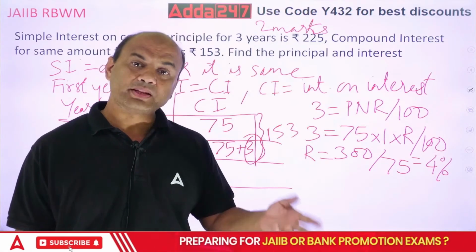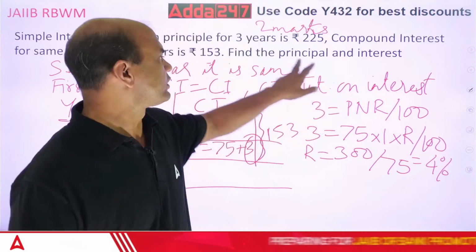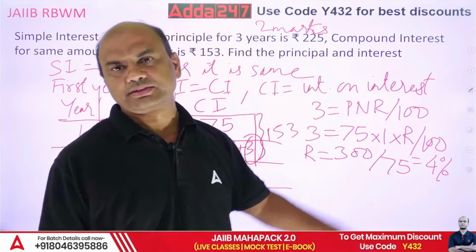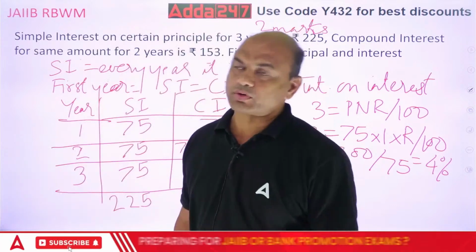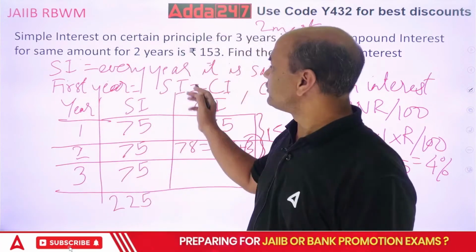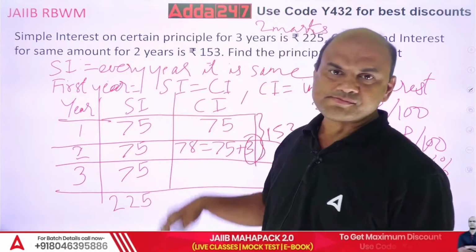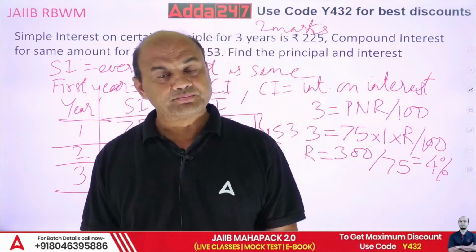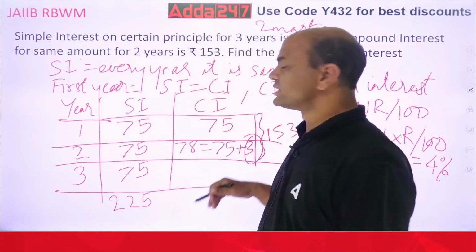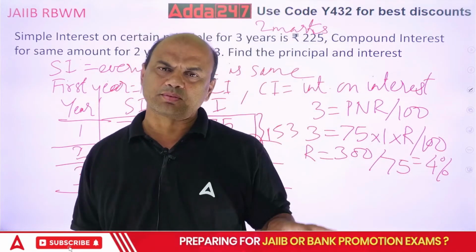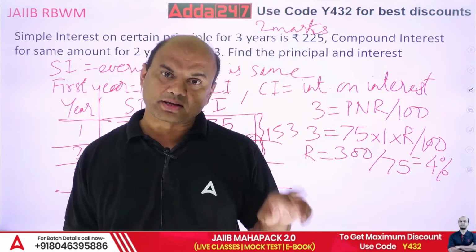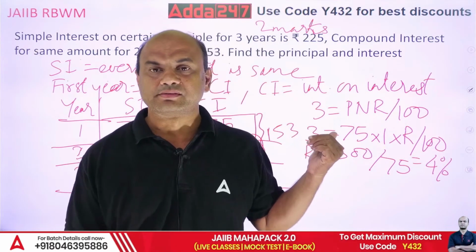What about P now? See, you want two answers: principal and interest. How to find out P then? For finding out P, use the same formula again. Interest equals PNR upon 100. But this time use interest as 75 rupees.